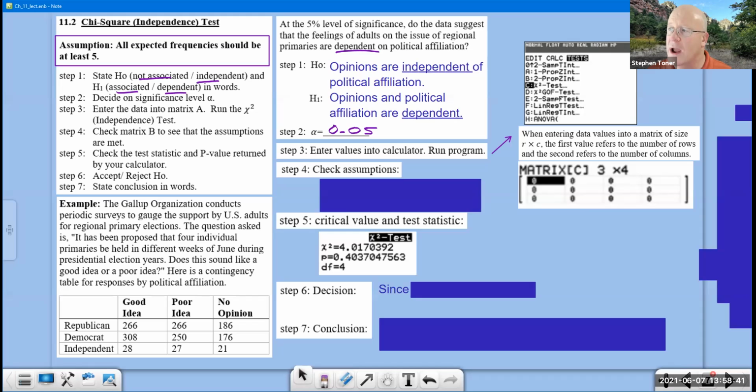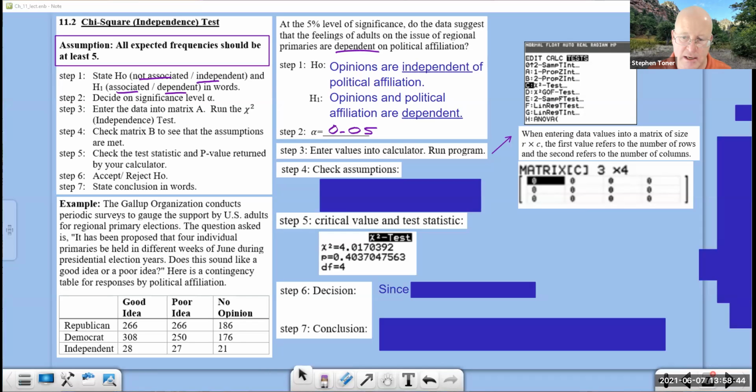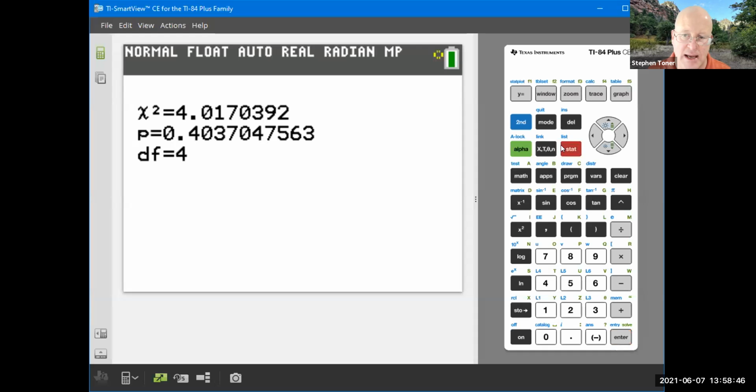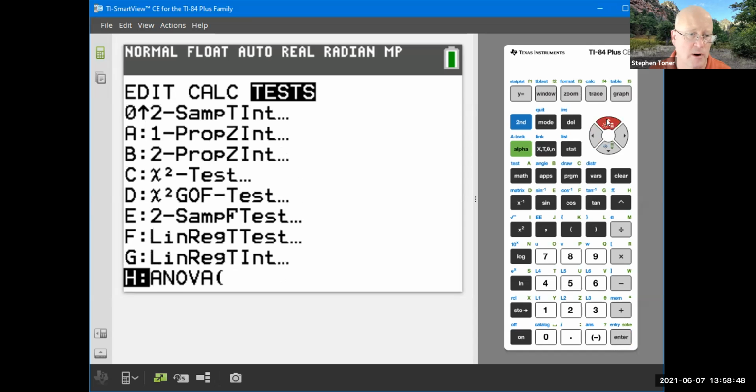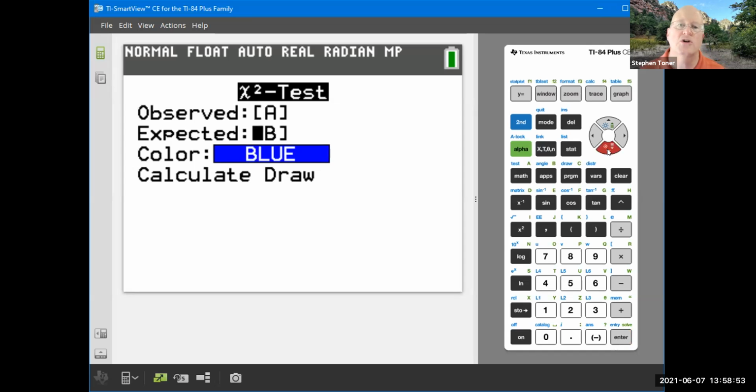Now, when we ran the chi-square test, and I'm going to do that again, I hit stat, go over to tests, go up from the bottom to chi-square test. It asked us, where should we put the expected values? And it will overwrite anything that is in that matrix B position for me. And even if it was empty or not even existent, it will create matrix B and put those expected values there when I run this chi-square test.